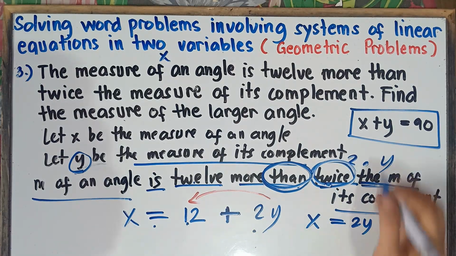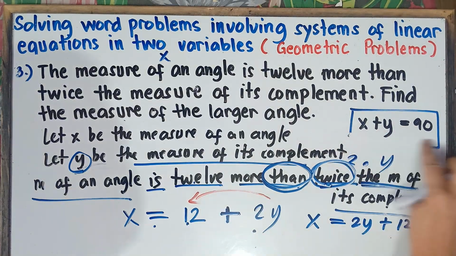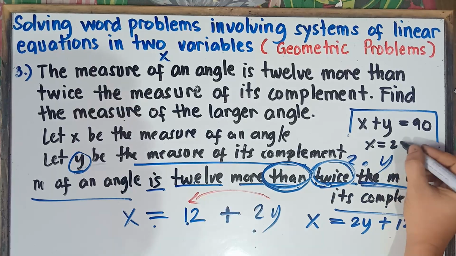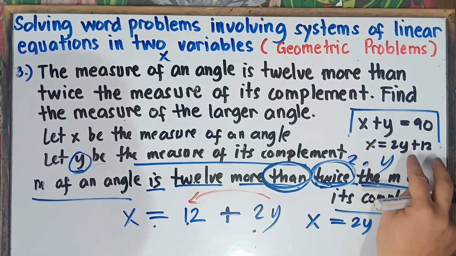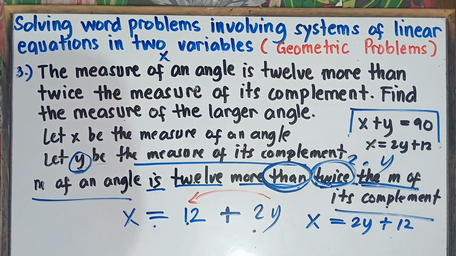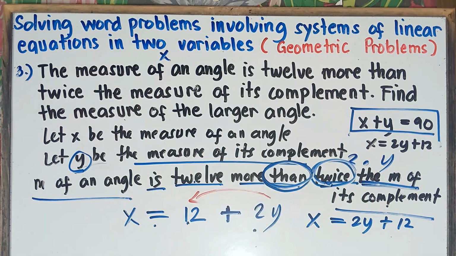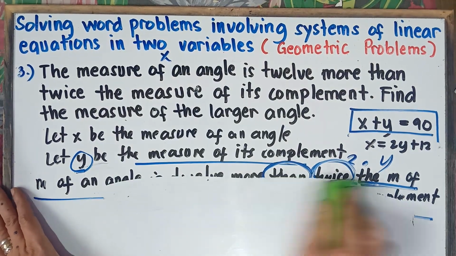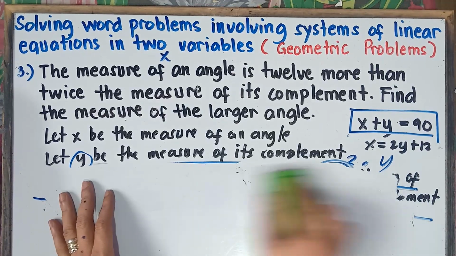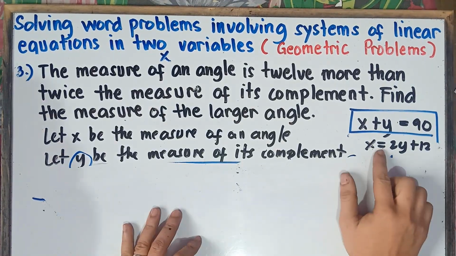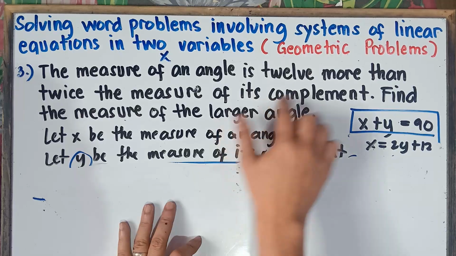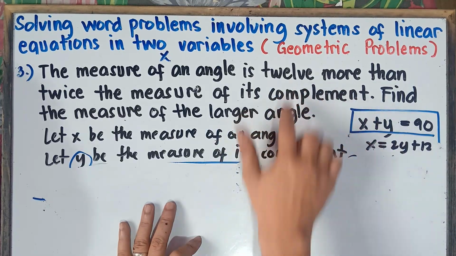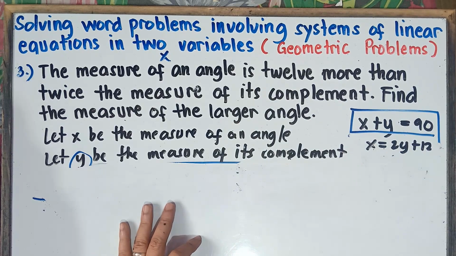So therefore, the value of x is equal to 2y plus 12. Simply substitute this value on this given equation for us to get the value of x and then to get the value of y. Alright, so let's do that. Once again, I hope you're not confused, as the value of x is equal to 2y plus 12. That would be twice the measure of its complement, 2y. More than, that would be plus sign, and then 12. It should be 2y plus 12.